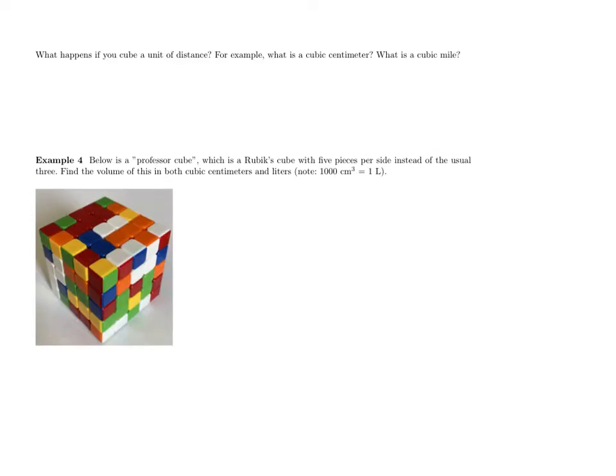Now let's move on to measuring volume, again building off of measuring distance. So this says here, what happens if you cube a unit of distance, like for example, a cubic centimeter or a cubic mile? So if you say a cubic centimeter, that is centimeters cubed, that means a centimeter times a centimeter times a centimeter. You multiply it to itself 3 times. More literally, it means construct a cube using centimeters.